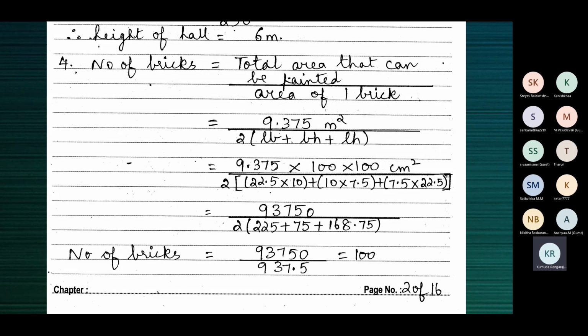9.375 is in meter square. We convert that to centimeter square by multiplying by 100 two times. So see here, this is in meter square. When you multiply by 100 two times, meter square is converted to centimeter square. In the denominator, L, B and H are all in centimeters, so this answer is already in centimeter square. This area will be in centimeter square.